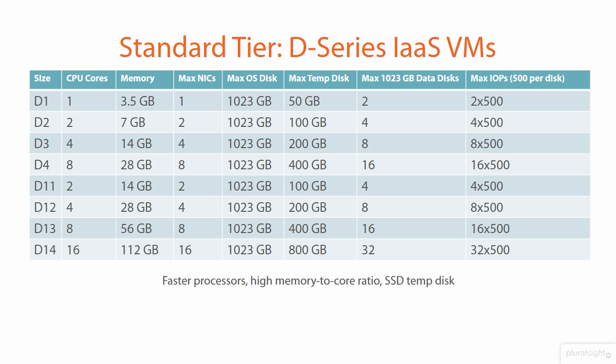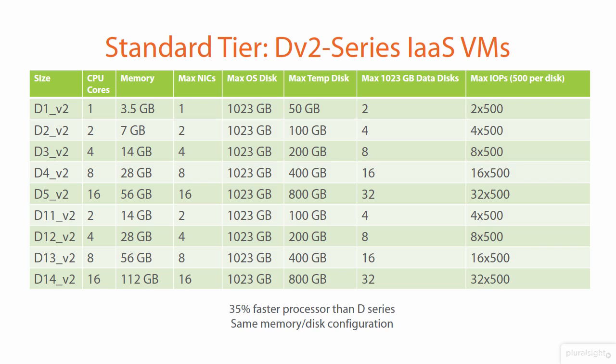So you can see here with the D1, the basic VM in the D series, we've got one core, 3.5 gig of RAM, one NIC. You go out to the D14, you can have up to 16 cores, 112 gigabytes of RAM, up to 16 network adapters, up to 32 data disks, and your temp disk size is 800 gigabytes. And you can see there that instead of that earlier performance, we've actually got much better performance. We've got 500 IOPS on each data disk, which compared to the basic tier VMs, which were down at 300 IOPS. And it's the same IOPS as the A series, though, of course.